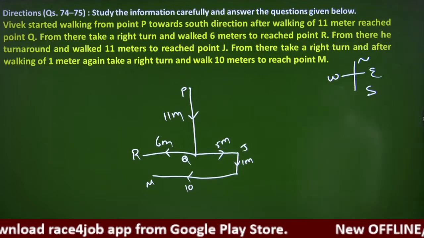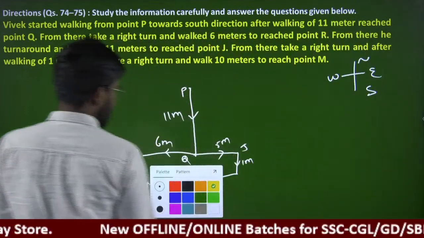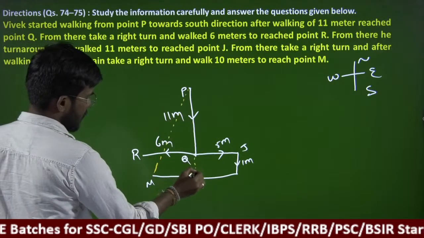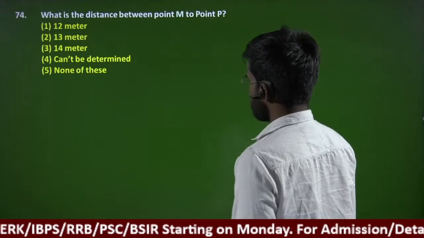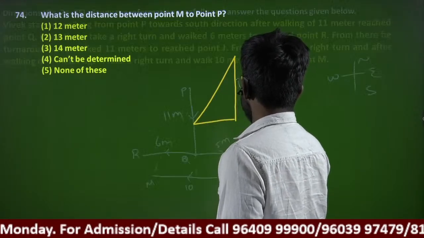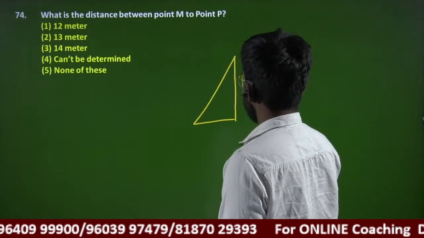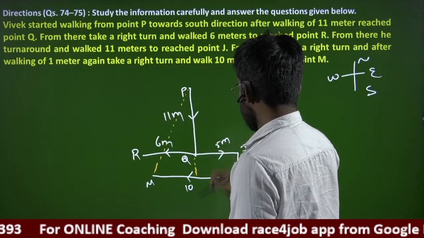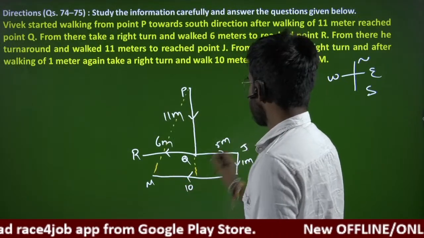Okay, next, what is the distance between M and P? Let's see the distance between M and P. Here we can find the points M and P. We can say this is the final drawing. Here it is the final point. In total, 11 plus 1 is 12 meters. And also here the relation is 5 minus 5, that means 5 meters.